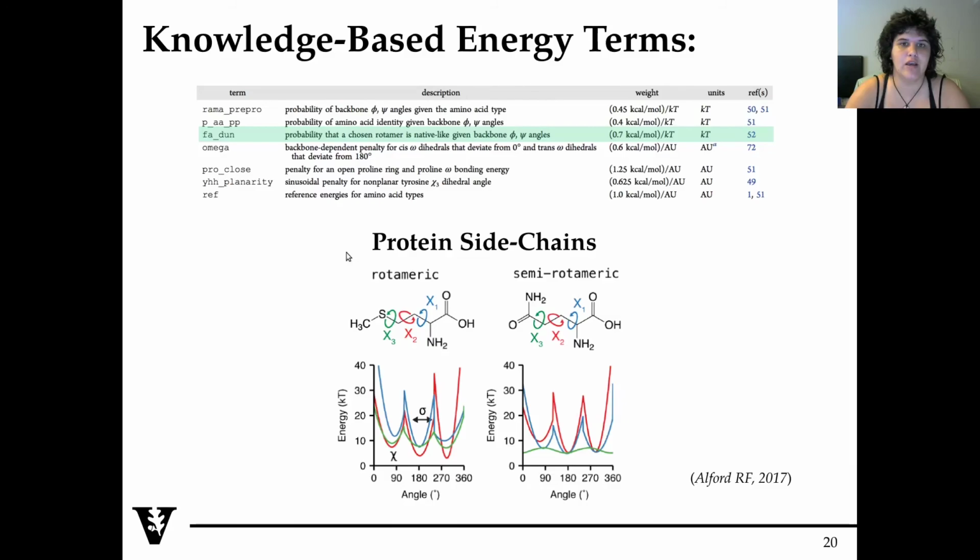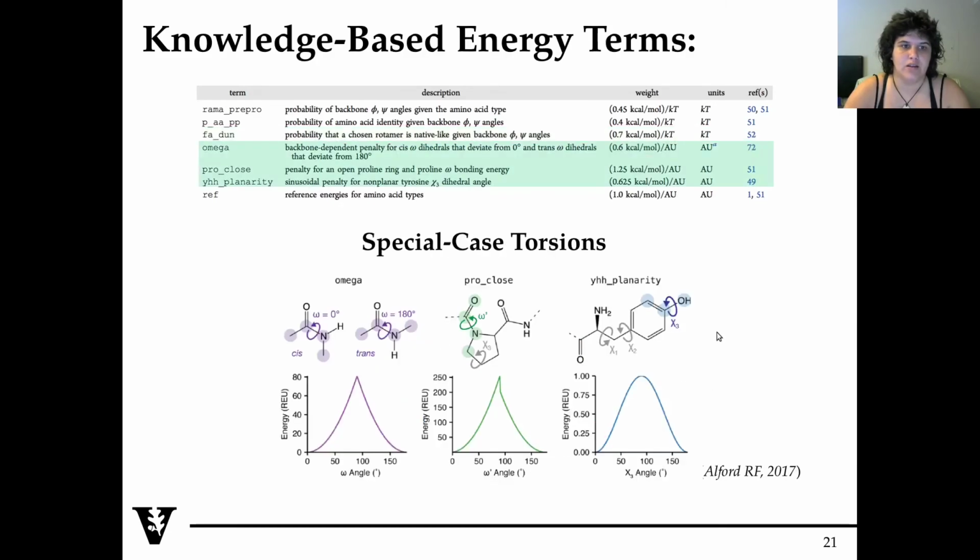Then we have a term that is FADUN for the side chains. So also the angles, the dihedrals that we have in the side chain, have preferred conformations that are higher or lower energy. If we fall, for example, at 90, 180, and 270 here, we can have a better energy term, while if we are in this upper region, the energy will be affected much more. The next three are special cases of torsion.